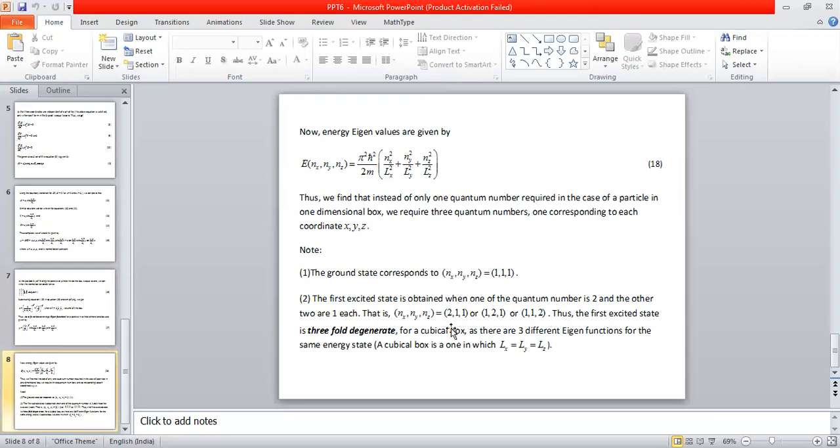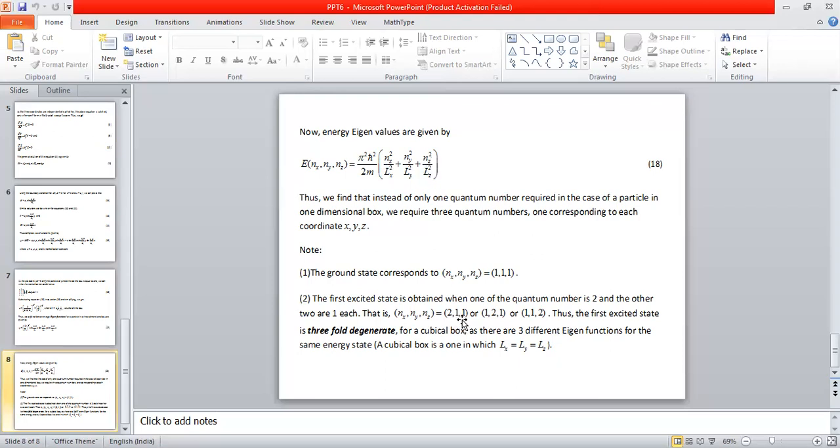Now, if I substitute either 2, 1, 1 or 1, 2, 1 or 1, 1, 2, for example in a special case where Lx is equal to Ly is equal to Lz, that is what we call a cubical box. If all three sides of the potential box are equal, then that box is a cubical box. In the case of a cubical box, L squared becomes Lx squared for all three terms, and Lx squared can be taken outside. So this energy is now dependent only on nx squared plus ny squared plus nz squared.